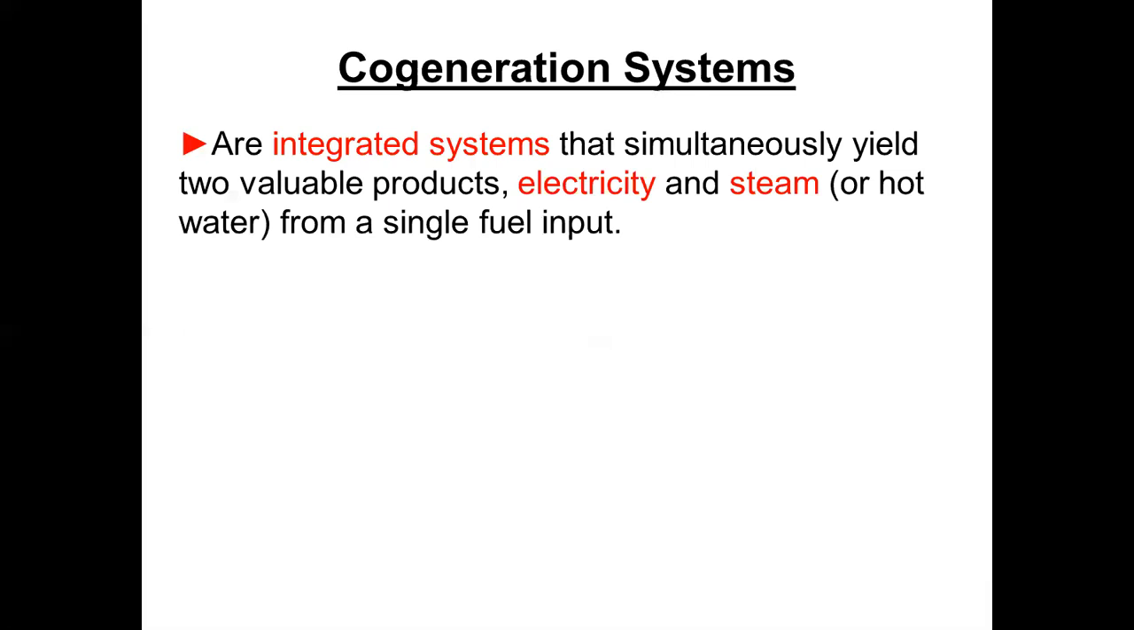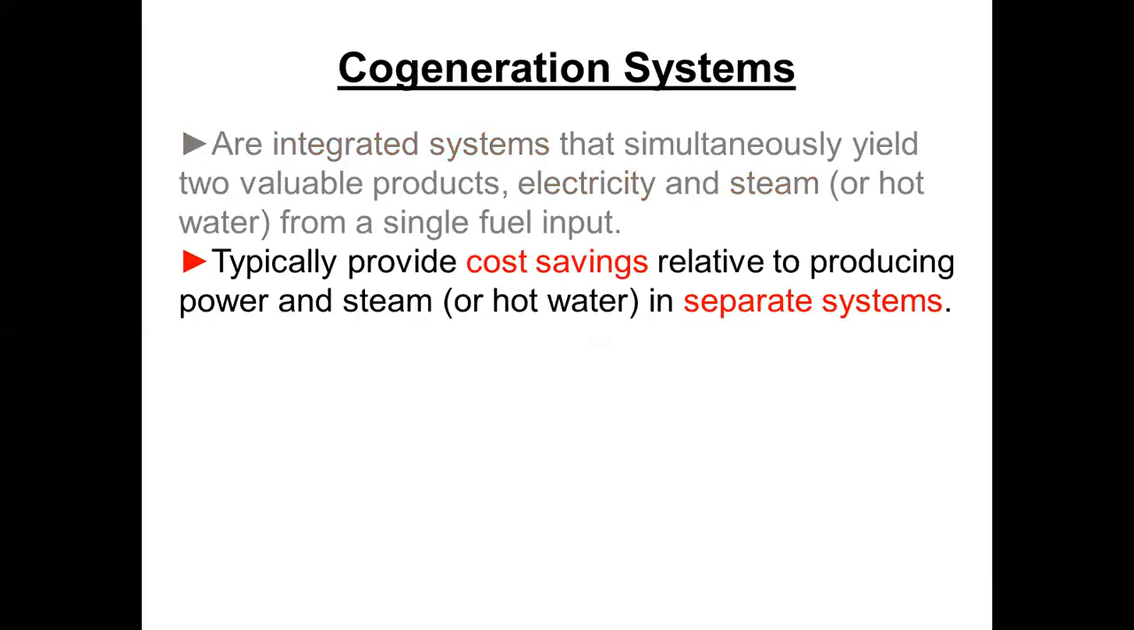We can see cogeneration system efficiencies as high as 65 to probably pushing 80%. Not probably many quite that high, but easily 75%. So we want to talk more about that. Okay. So this typically provides cost savings relative to producing the power and the steam independently.